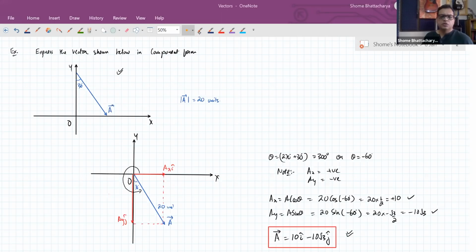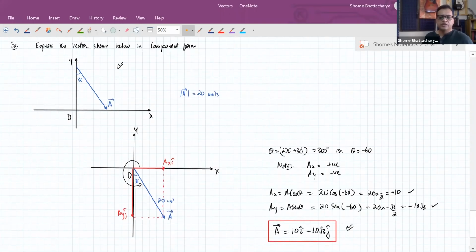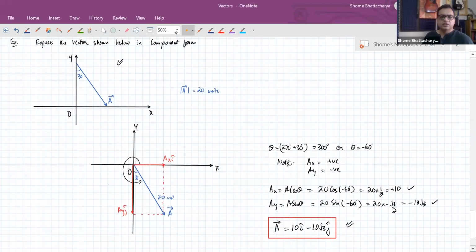So this is about the component notation in 2 dimensions. Now let's move on to the next thing, where we look at component notation in 3 dimensions.